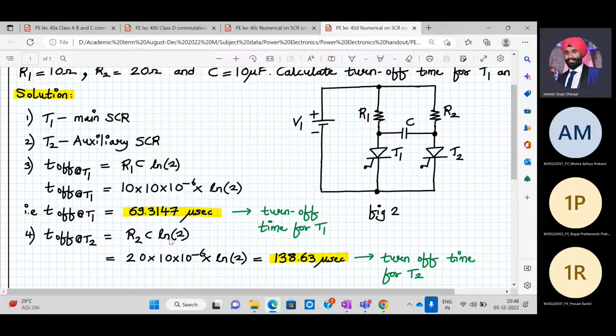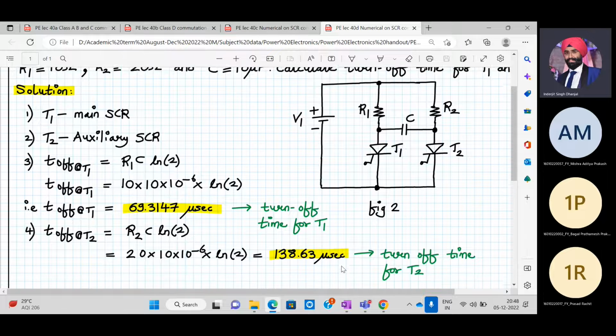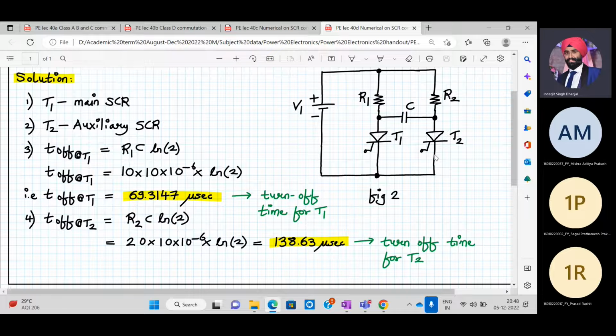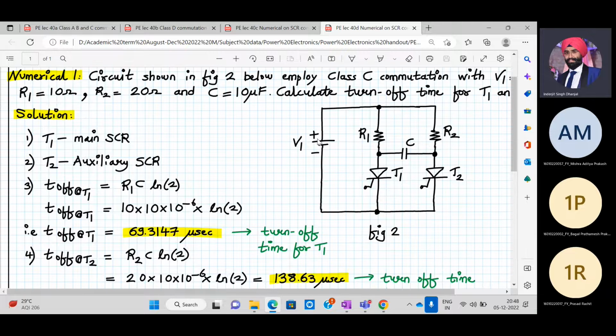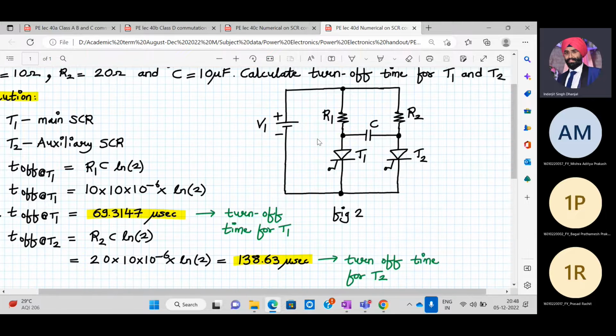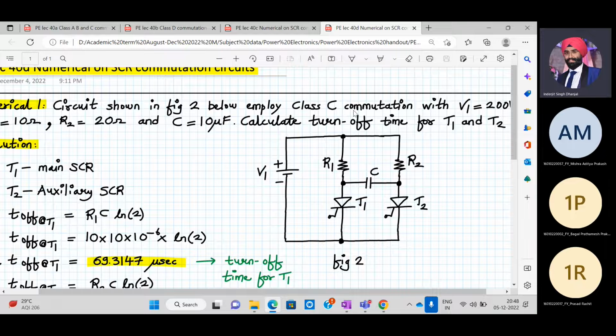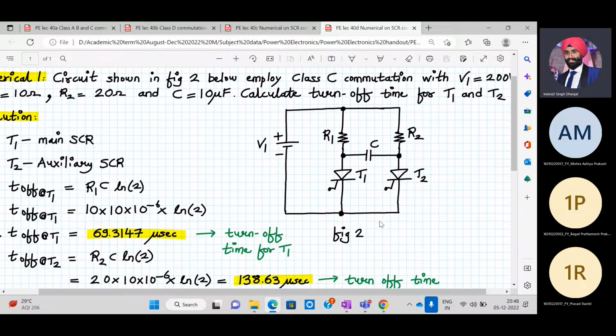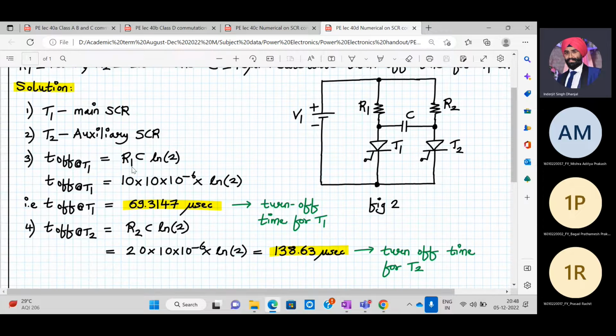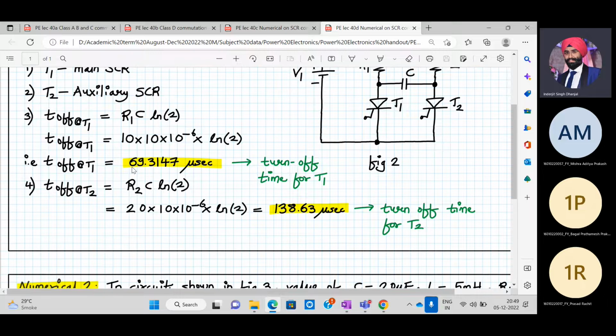For T2, it is R2 into C ln of 2. So that is coming out to be 138.63 microseconds. So that will be the turn off time for auxiliary SCR T2. So simple two formulas are used over here, but it's important to identify the commutation circuit, and over here it is class C. Many times they might not give you the name of the circuit, so you have to identify it from the diagram. So this is my class C commutation for the SCR. You have understood only two formulas are required over here: T off for the main SCR and T off for the auxiliary SCR. This is clear to you?